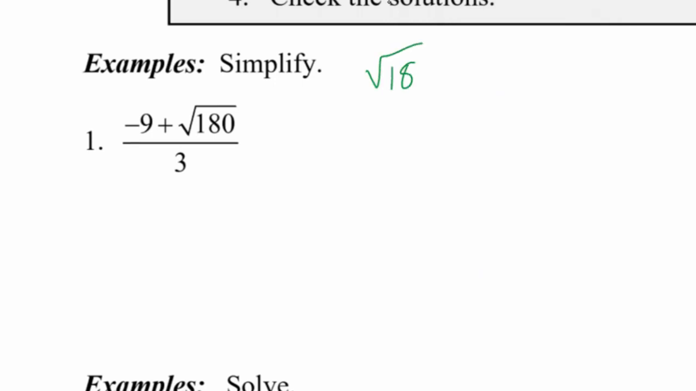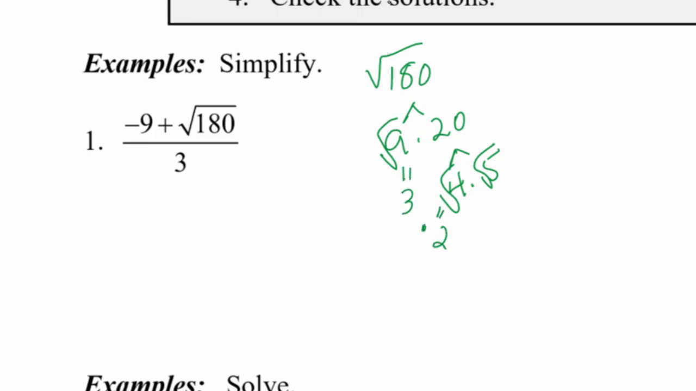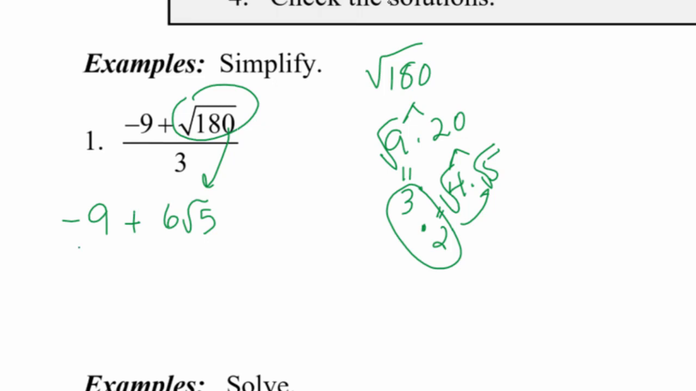So square root of 180, we know that's 9 times 20, and 20 is 4 times 5. We're looking for perfect square factors. And so we've got square root of 9, square root of 4, and square root of 5. So take the square root of all these. The square root of 9 is 3, square root of 4 is 2, and these two get multiplied. And then the square root of 5 is the leftover. So none of this is new. It's a nice review. So instead of the square root of 180, we're going to replace that with 6 square root of 5 all over 3.